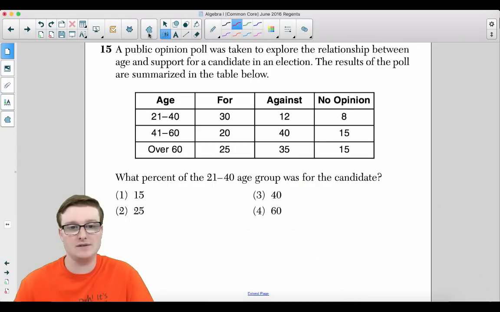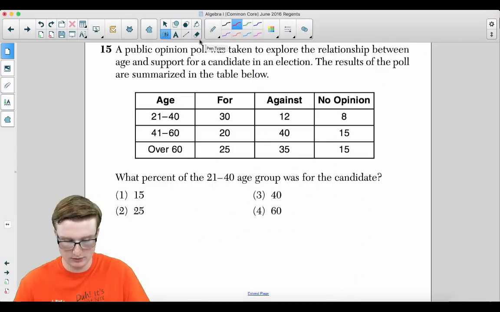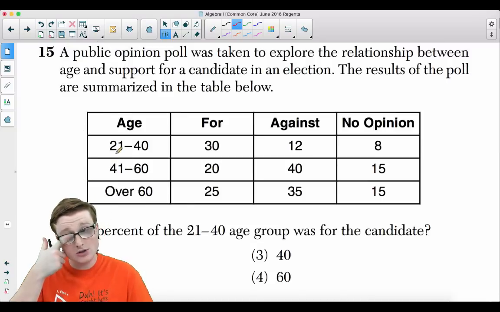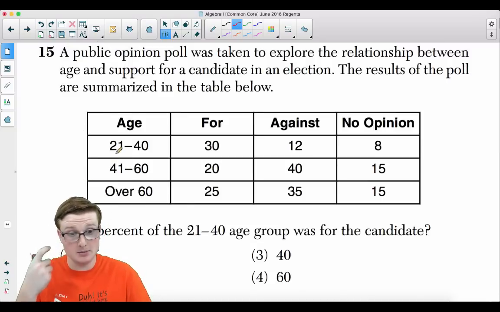All right, moving on to question 15. A public opinion poll was taken to explore the relationship between age and support for a candidate in an election. The results of the poll are summarized in the table below.